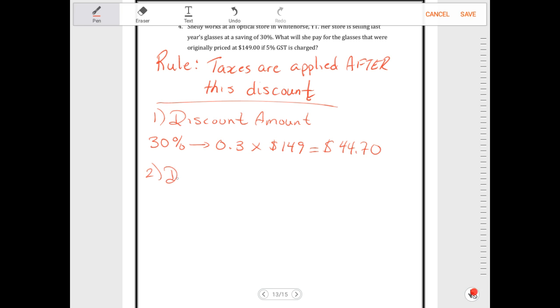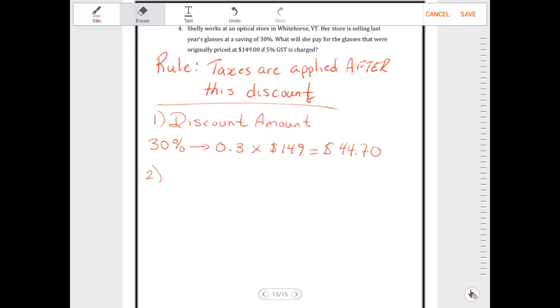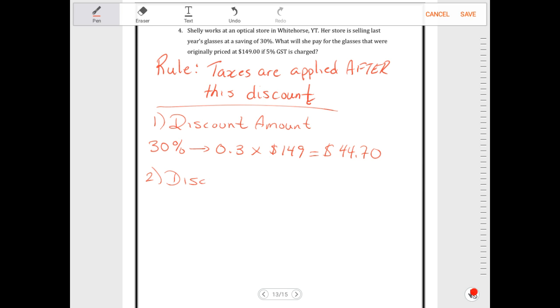Let's figure out our discount price. So how do you figure that out? Well, you take your start, which was $149, take away the $44.70, and that's going to give you $104.30, which is awesome. So that's the discount price.